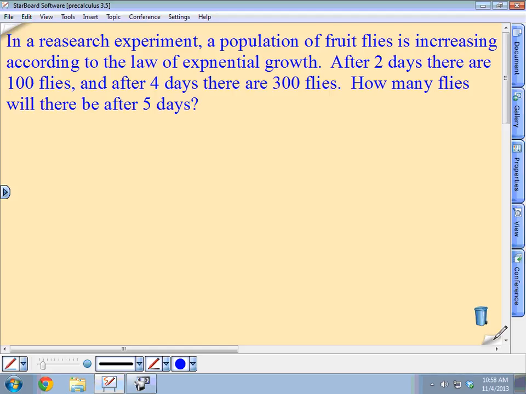In a research experiment, a population of fruit flies. So what are we gonna do? I don't know. Well, that's repulsive. For one thing, this is a really gross example. Fruit flies.